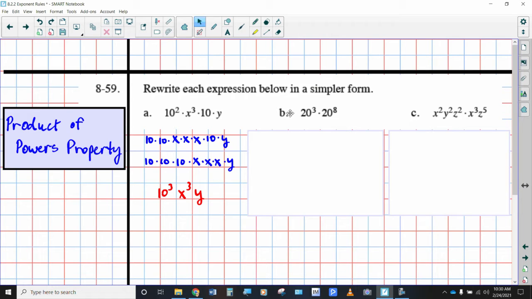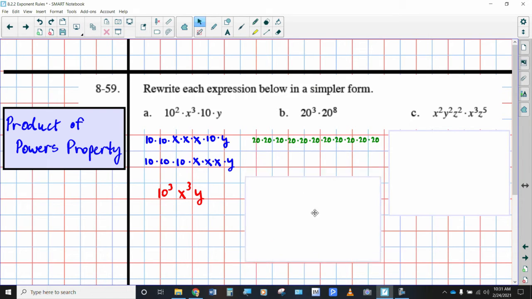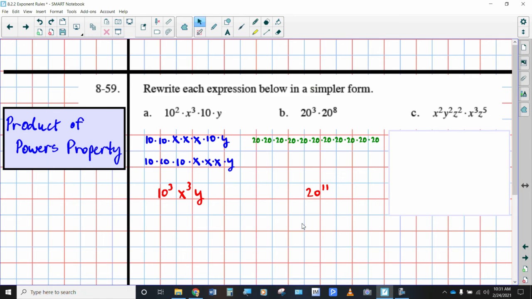For problem B, this is where we start appreciating the fact that we can apply a rule to the situation rather than expand it out completely, because you're starting to run out of room here. And if this was 20 to the 30th power times 20 to the 80th, nobody wants to expand it out 110 times. So you've got 1, 2, 3 20s being expanded here for the 20 to the third, and then you've got 8 more, 1, 2, 3, 4, 5, 6, 7, 8. To rewrite that, we would just count up the total number of times 20 is being multiplied together, and that is 11 times. So this ends up being 20 to the 11th power.